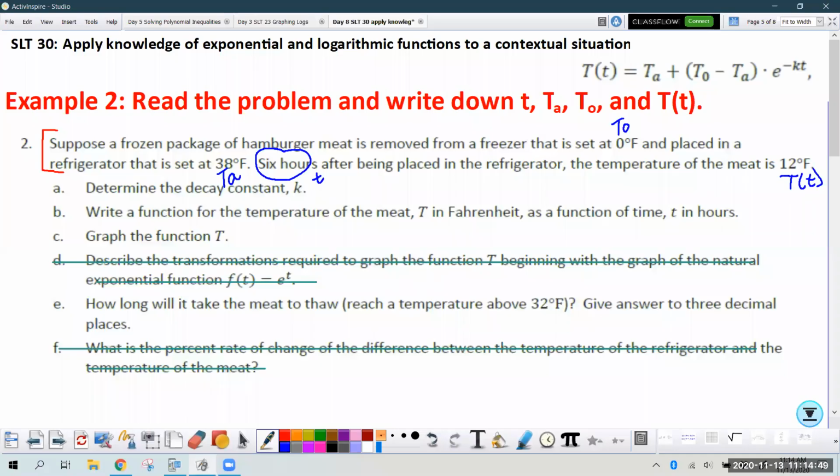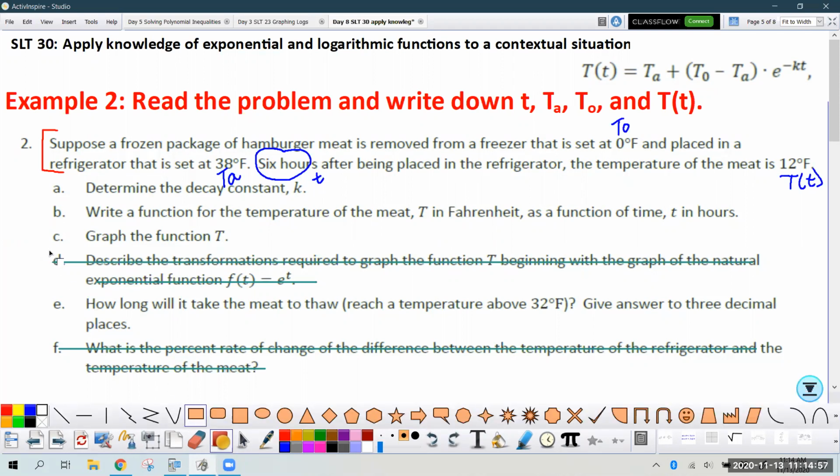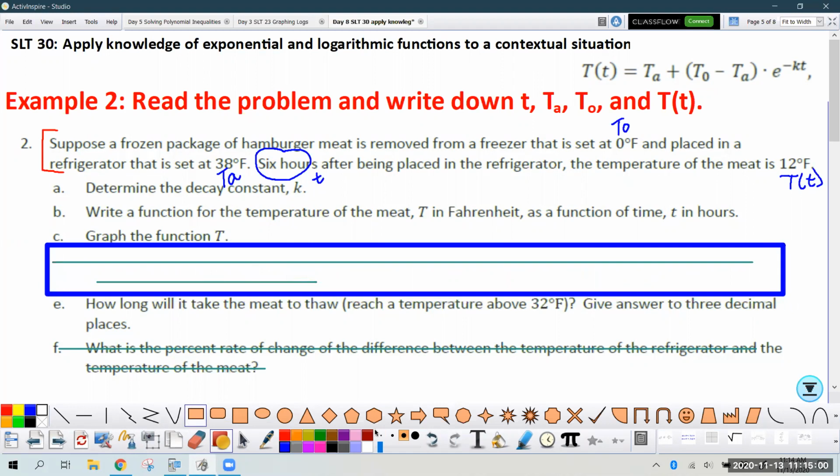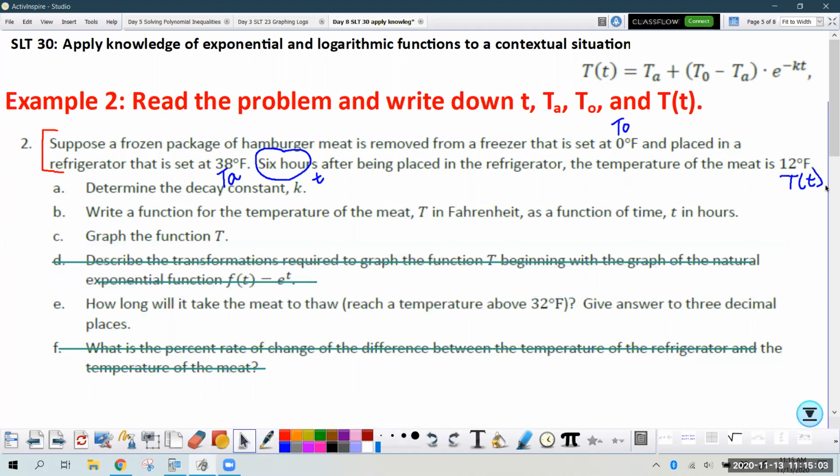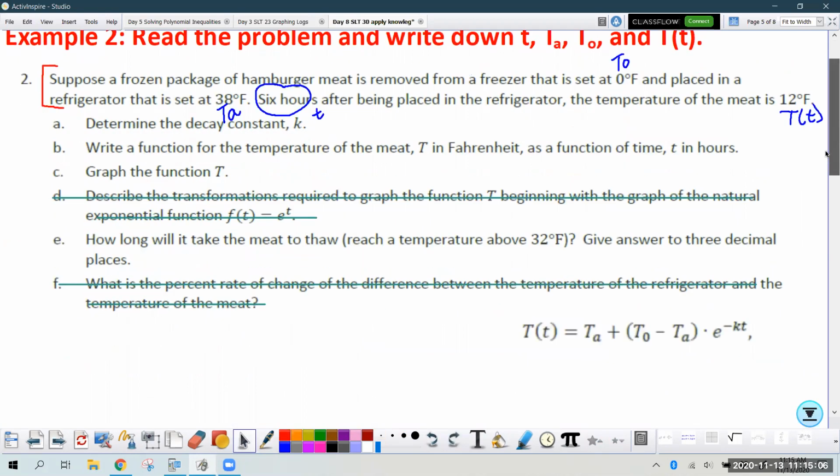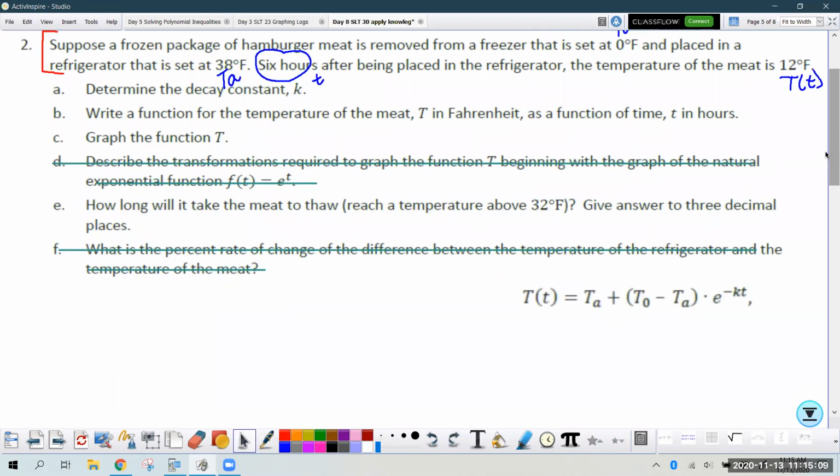Okay, so I need some room to find the decay constant. So let me make some room here. And that's not going to work. Okay, we'll just do it down here. All right, part A. The ending temperature is 12. The ambient temperature is 38. The initial temperature was 0. Still the ambient temperature is 38, and then e to the negative k times 6.